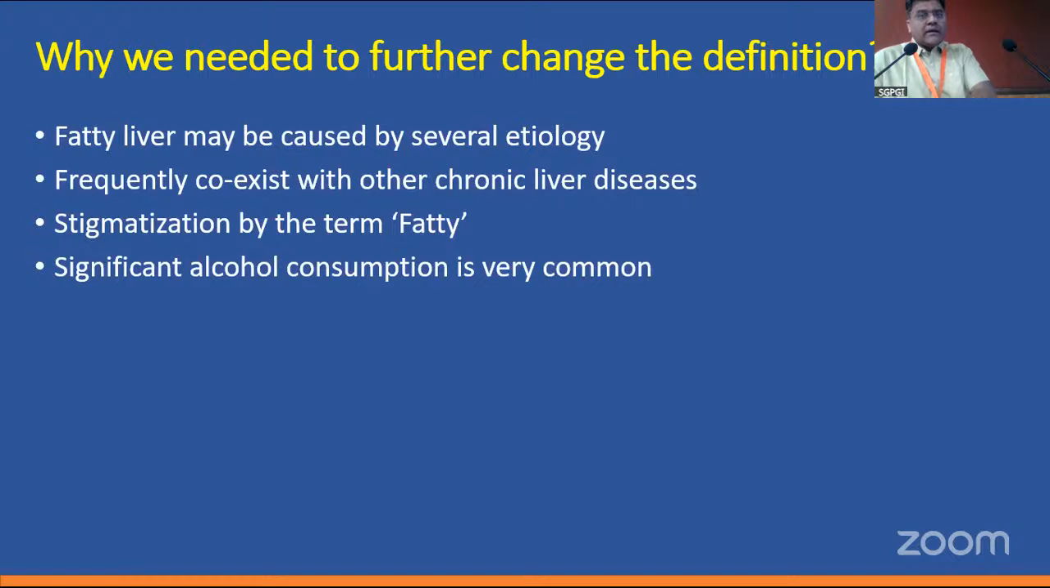Then it was changed further, because again it was emphasized that fatty liver findings are found in many other diseases. It can coexist. 40% of people have fatty liver, so why can they not have it with alcoholic liver disease? They can have it with hepatitis B also. They can have it with Wilson disease also.